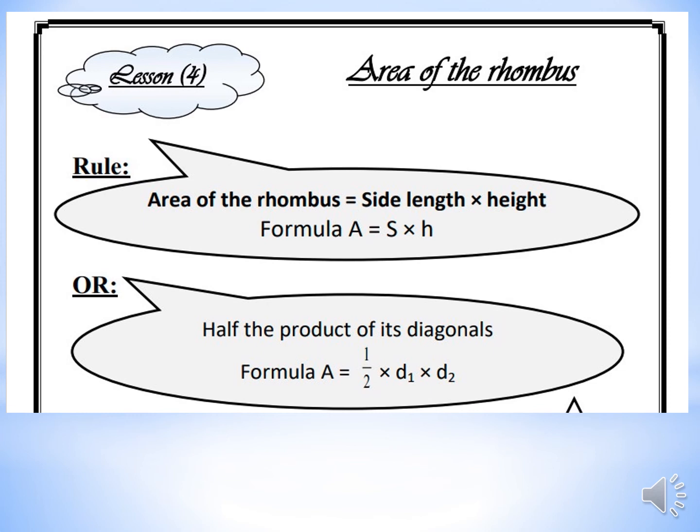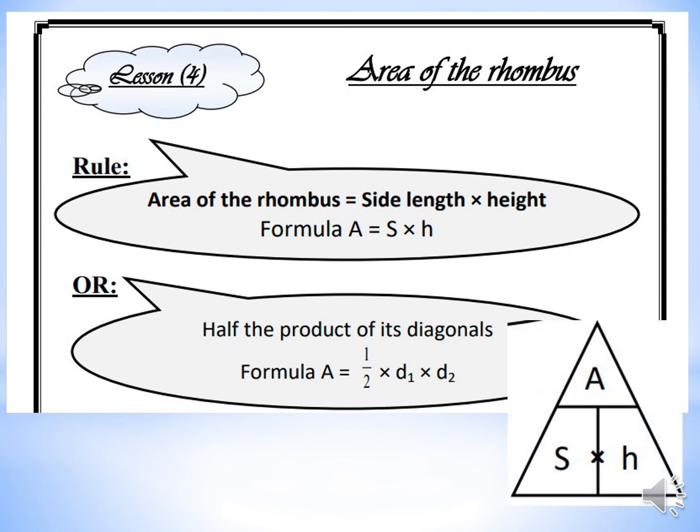Or it has another rule: half the product of its diagonals. Or the area equal half times diagonal 1 times diagonal 2. So the rhombus has two rules. The first rule is area equals side times height.